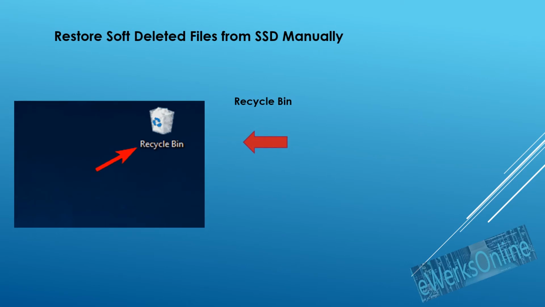Soft deleted data of solid-state drives gets stored in the recycle bin unless you have changed the default setting of Windows. When you choose the delete option in Windows, your files are automatically moved to the recycle bin. The recycle bin offers a limited amount of storage and it will keep your files there temporarily. If you didn't empty your recycle bin manually, it's likely that your file is still there. To restore your files from the recycle bin, do the following.